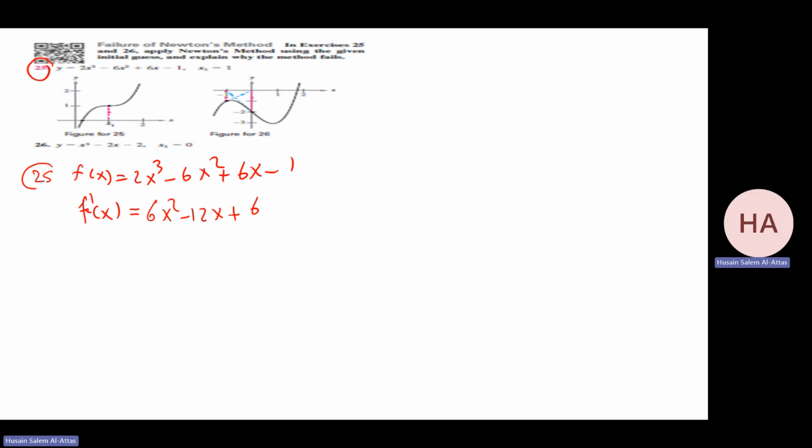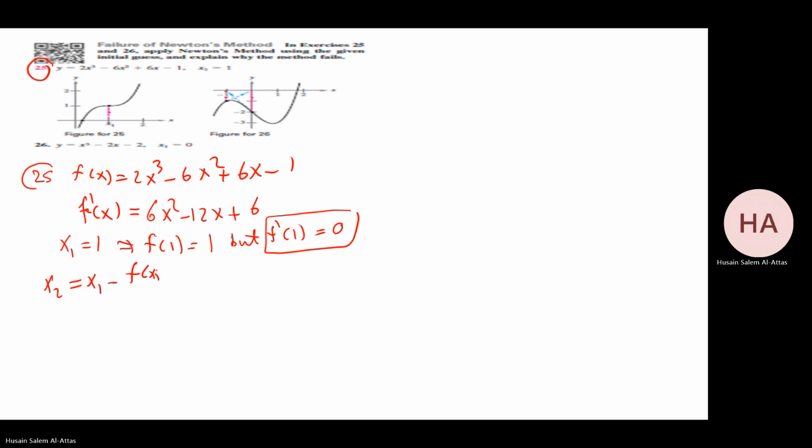If you notice, if I start with x1 equal 1, then f of 1 will be minus 6 plus 6, 0. It will be 1. But the problem is f prime at 1 will be 0. So how to do this then? Cannot do this. So Newton's method fails. What I will do, I change my starting point. One idea.